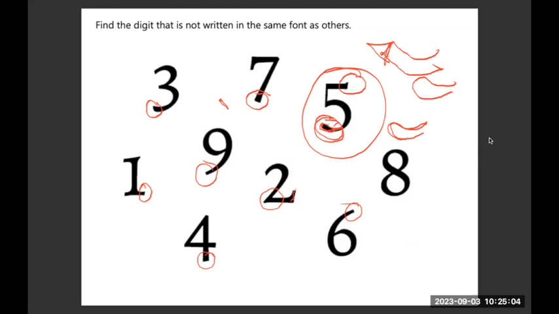Okay. Is there any doubt, any questions on this? Okay, we'll move to the next one then.